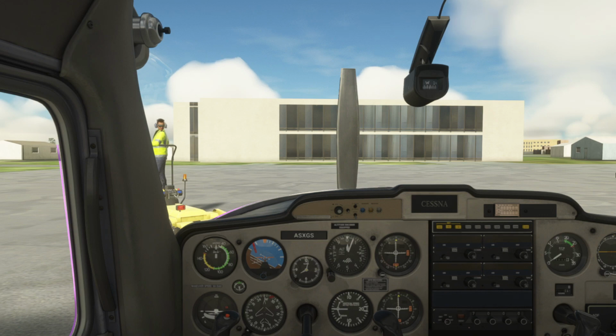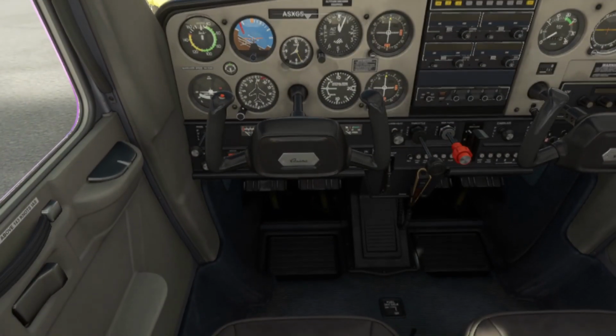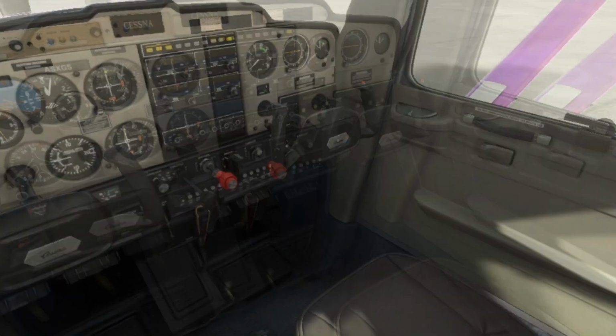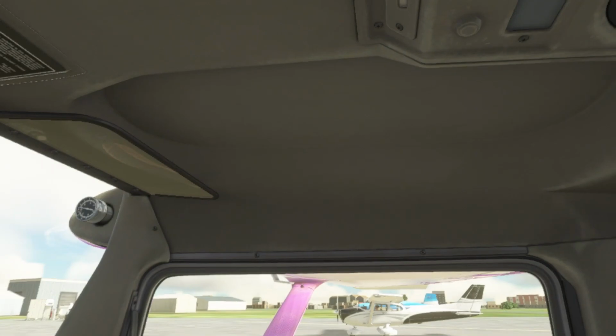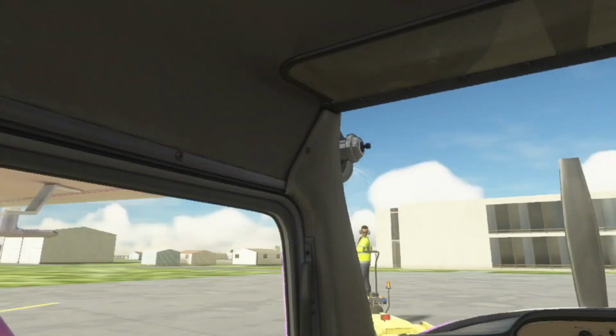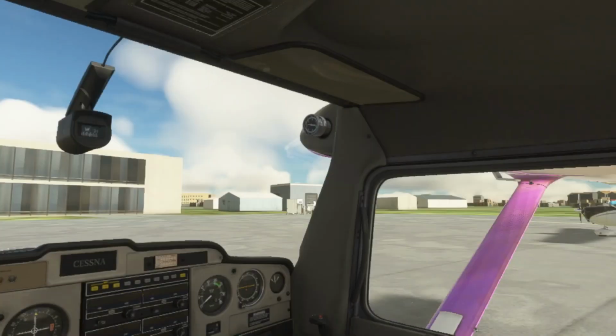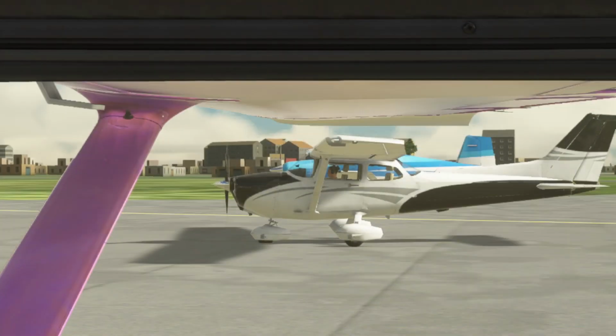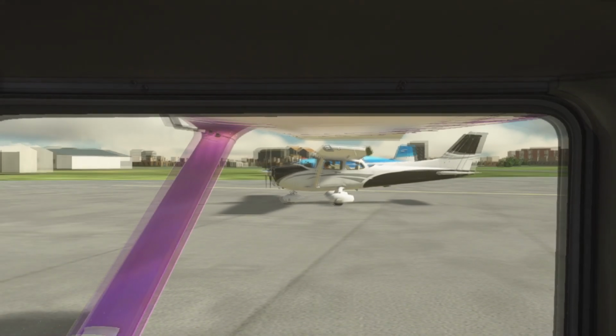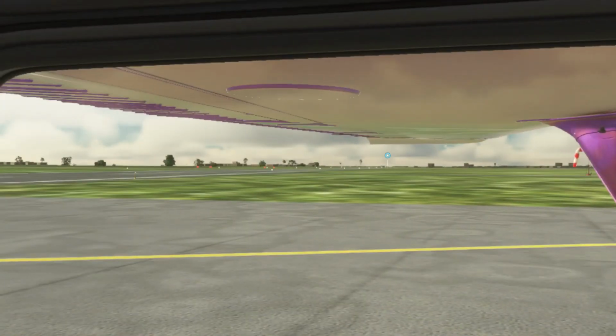Hey there. Today we're going to learn how to start up, taxi, takeoff, and land a Cessna 152. And because this flight simulator, Microsoft Flight Simulator 2020, has the whole cockpit working and everything, it's going to be pretty easy to learn the real plane once you've actually learned how to start up this version of it over here.